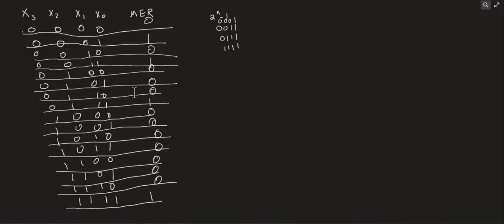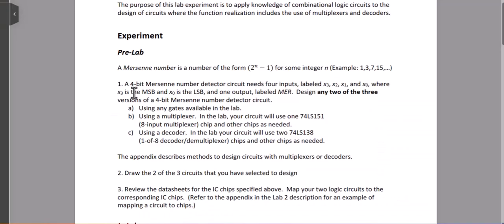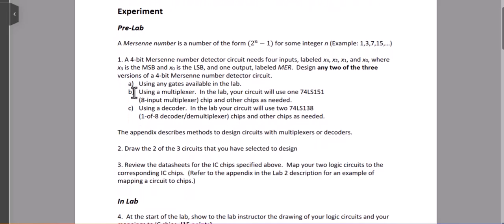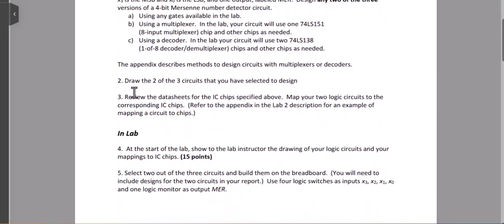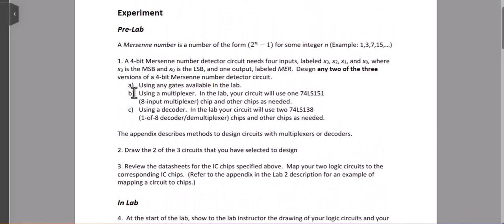And I believe this is part of your pre-lab to turn this in, I think. Let's see, is that correct? Turn in a truth table. Pre-lab. Version number. Maybe not. I don't know why I thought it was.